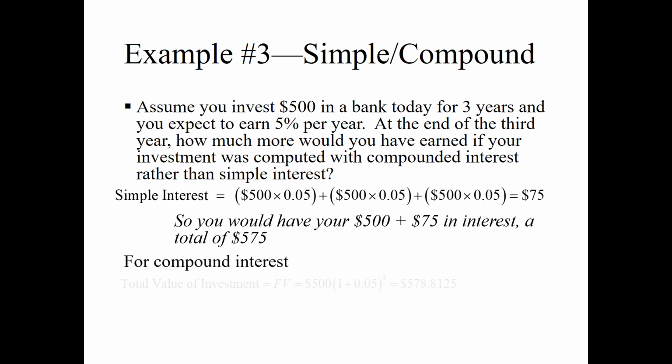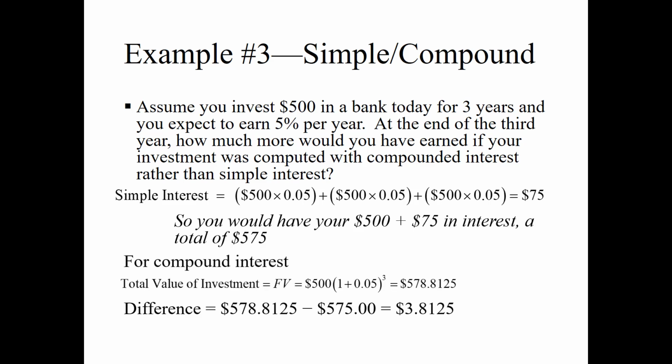For compound interest, for the total value of our investment, we could use our future value formula, where we have our present value of $500 times the quantity of 1 plus r to the t. In other words, $500 times 1 plus 0.05 raised to the third power, which is going to equal $578 and about 81 cents. So the difference between these two investments is about $3.81. So by using compound interest and earning compounded interest, or interest on our interest, we've earned an additional $3.81.